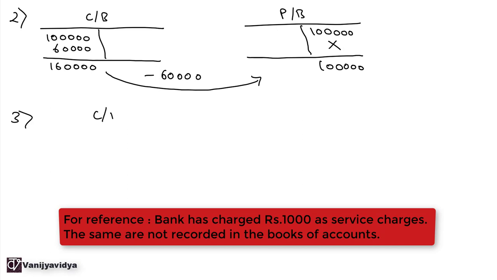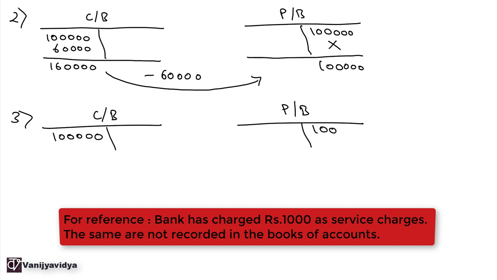Transaction 3, cash book, passbook. Now, bank has charged 1,000. So, bank has charged, so it will come on the debit side of the passbook, bank charges. But the same is not recorded in the cash book. So, there is no entry for this in the cash book.